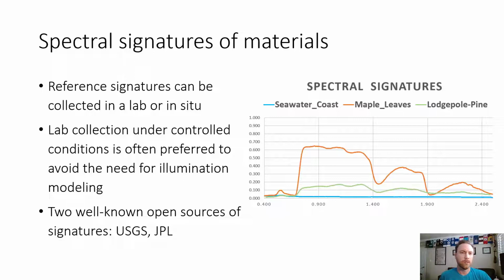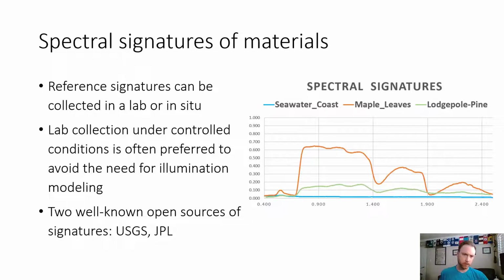Lab collection under controlled conditions is often preferred to avoid the need for illumination modeling. So essentially, if we already know what we're looking for, then we don't necessarily have to draw conclusions based off of newly gathered data. We can say that if object A meets criteria X, Y, and Z, then that object A is such and such, because we've already identified it in a lab under certain conditions.